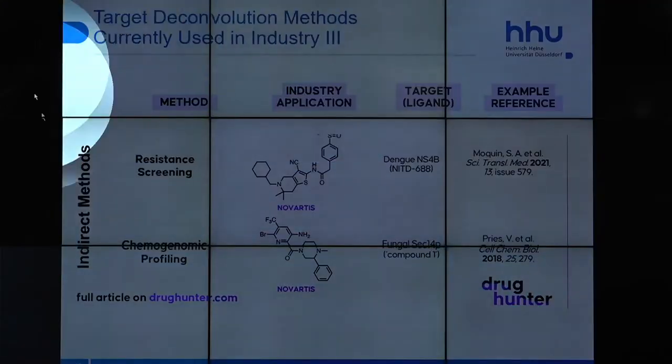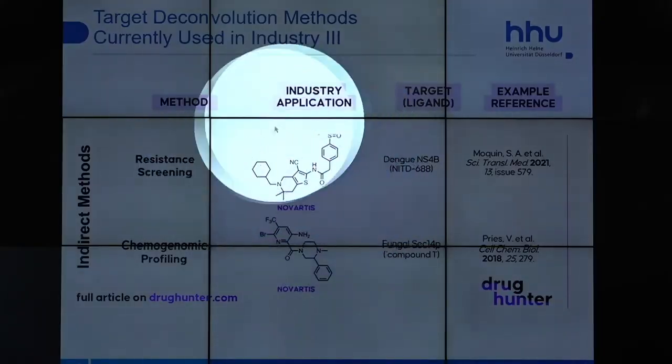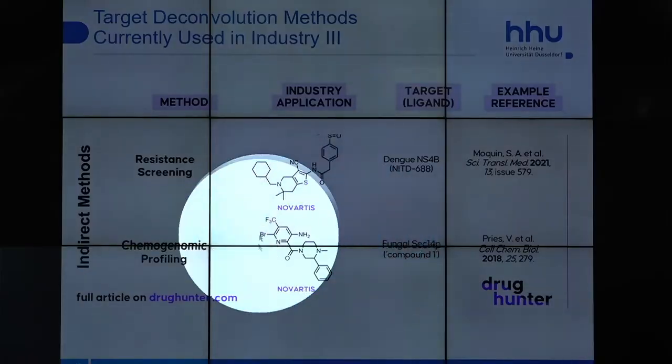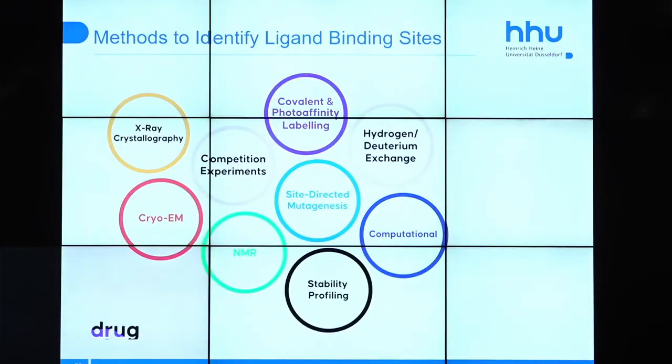There are also some other screening systems, resistance screening for antibiotics, chemogenetic profiling for other things. So there are different possibilities in which ways you can do these things. Many of these readouts strongly depend on the assays you really have. So what is the basis of your assay?